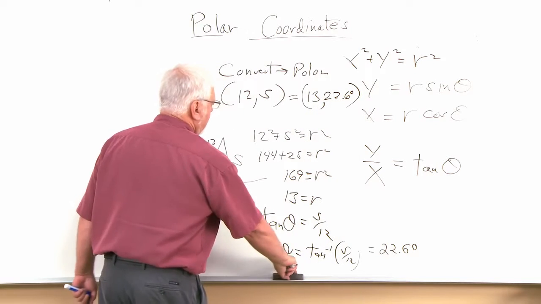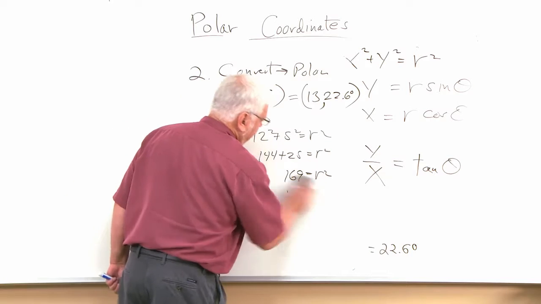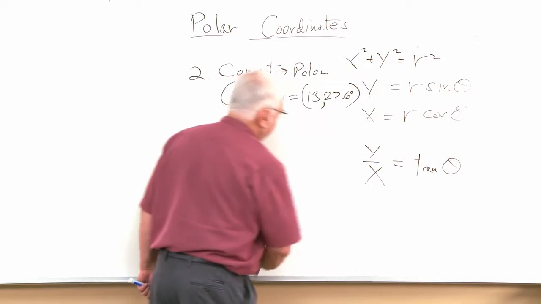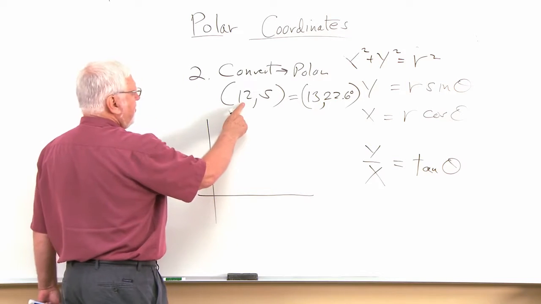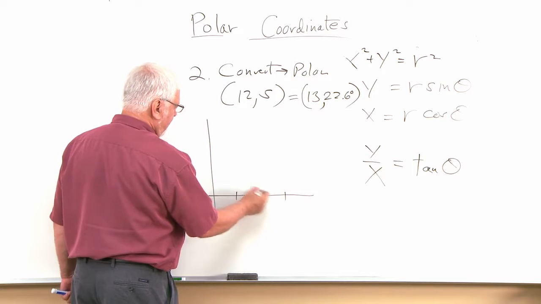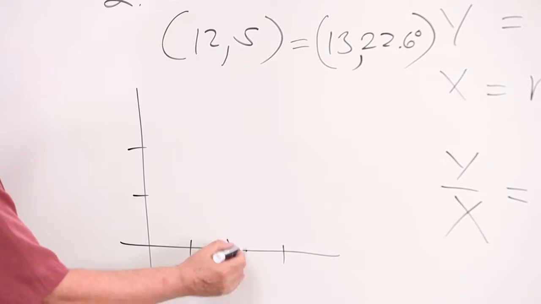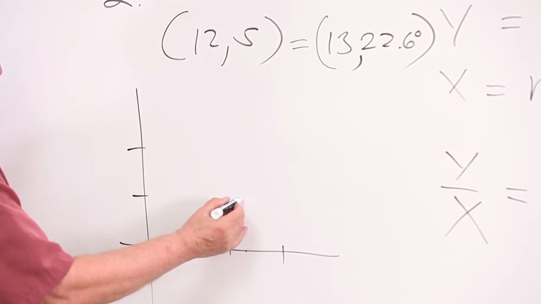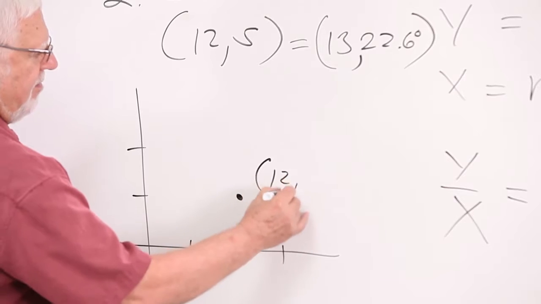But just to go back over that a minute, let's see if it looks about right. Just a rough idea. So we've got this. We're going to go over 12. We're going to go up 5. So we're going to go up here, about there. So that's 12, 5.